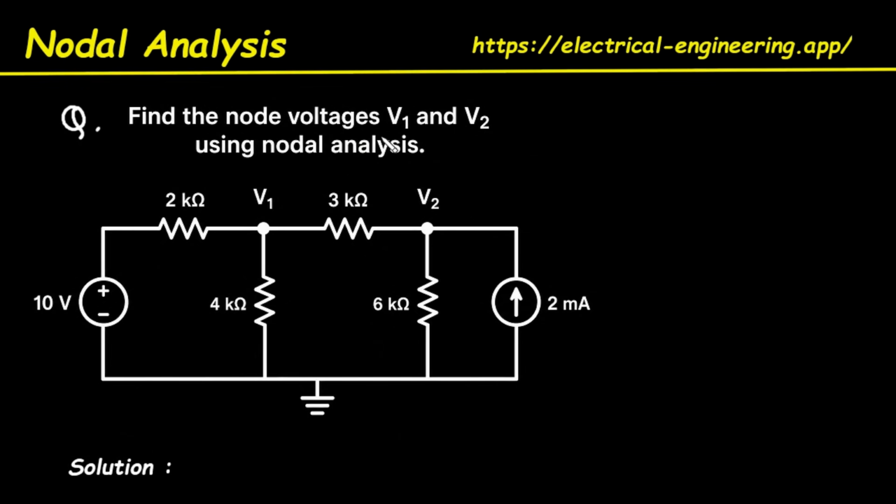In this video, we will see an example on nodal analysis. Question: find the node voltages V1 and V2 using nodal analysis. Now here we can see this is the circuit diagram, and this is node voltage V1 and this is node voltage V2. So we have to determine these two node voltages by using nodal analysis method.